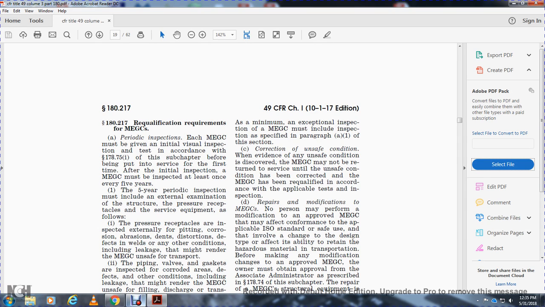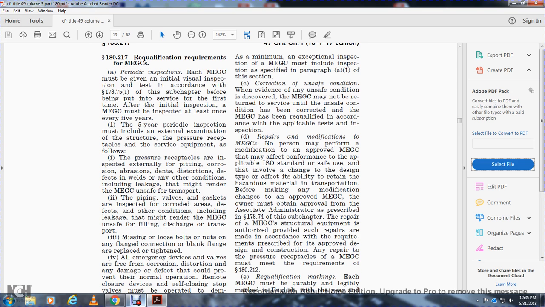Surface equipment is followed with the pressure receptacle, with inspection of the external plating for corrosion, abrasion, dents and distortion, defects in the welds, or any other condition, including leakage, that might render the MEGC unsafe for transportation. The piping, valves, and gaskets are inspected for corrosion, defects, or other conditions, including leakage, that might render the MEGC unsafe for filling, discharge, or transportation.